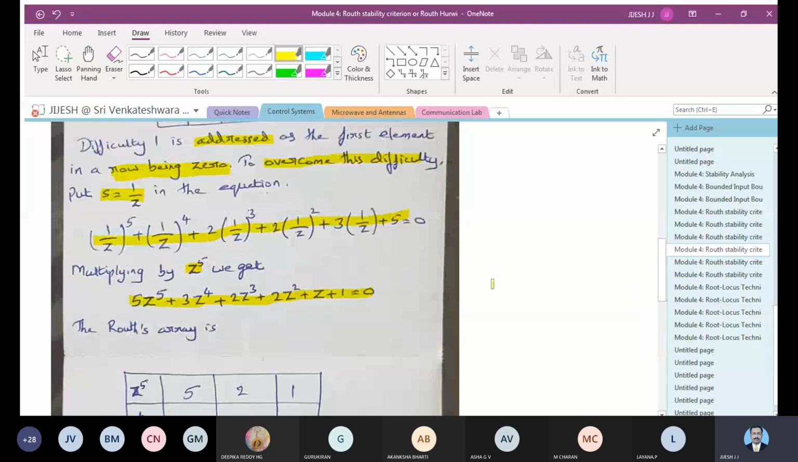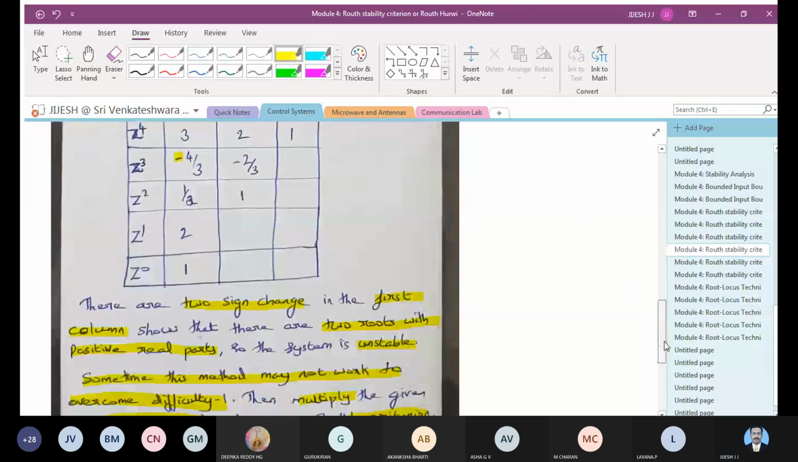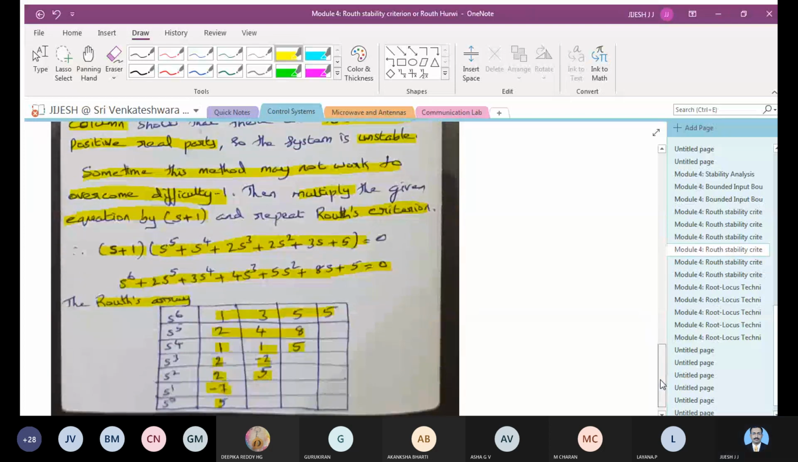All of you have completed this problem, correct, in the previous class itself? Yes, sir. Yeah, so we will continue that.